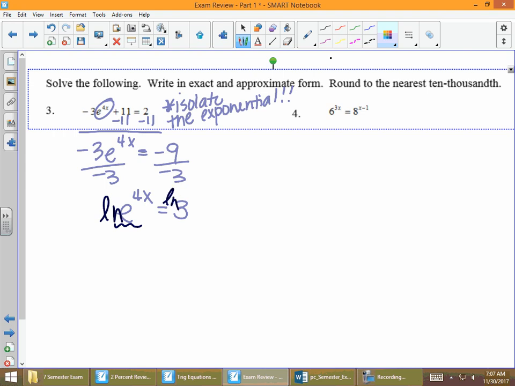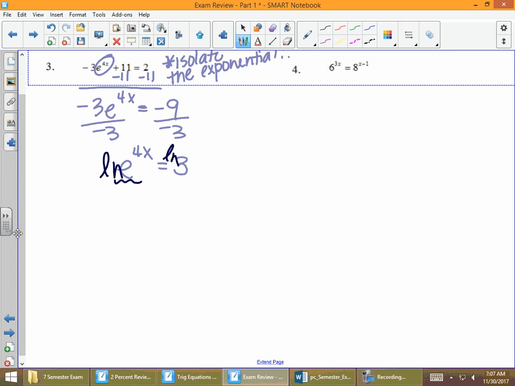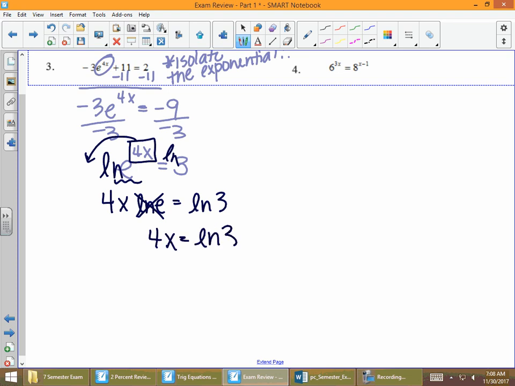Sometimes we get so excited about being able to use ln, and ln of e is 1, that we skip that step, and then you can't get to the right answer either. So I have 4x ln of e equals ln of 3. And ln of e is 1, so 4x times 1 is just 4x. ln of 3, remember, is just a number. So there's your final answer in exact form.